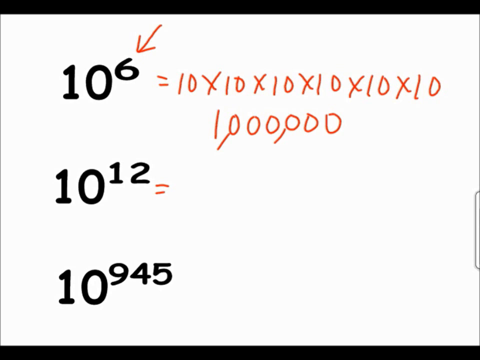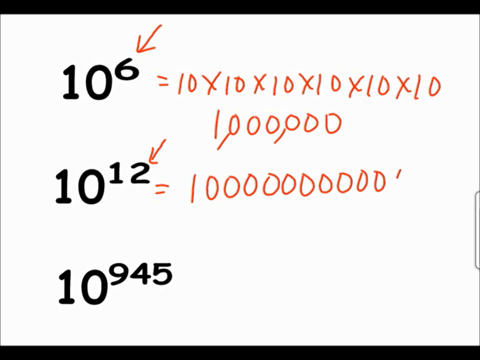10 to the 12th power, start with a 1. How many zeros do we add? 12. And the next one, 10 to the 945th power, you would start with a 1. And how many zeros would you add? 945, and you can do that one at home. And so that's the trick for working with exponents when the base is 10.